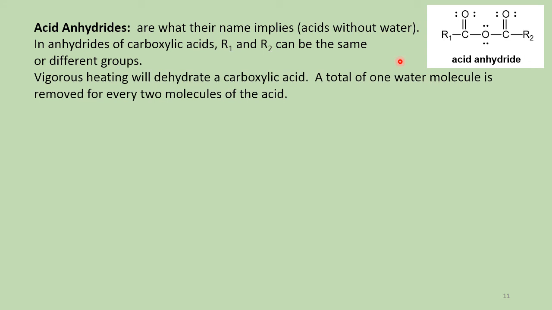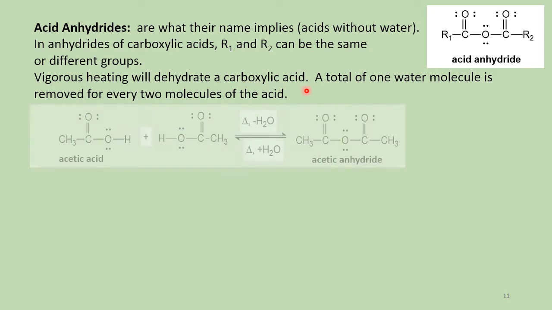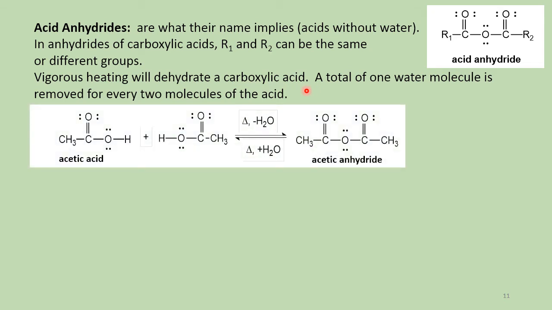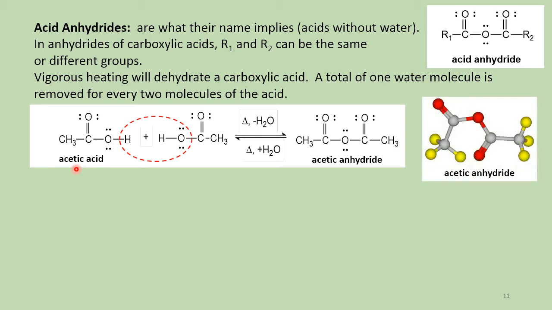How do you form an anhydride? Vigorous heating will dehydrate a carboxylic acid. If you take a look at the reaction here, a total of one water molecule is removed for every 2 molecules of the acid. So here I have 2 molecules of acetic acid. It's heated up. Water is eliminated to produce the anhydride, in this case acetic anhydride because it's formed from acetic acid. And here is the structure of acetic anhydride, CH3 carbonyl O carbonyl CH3.